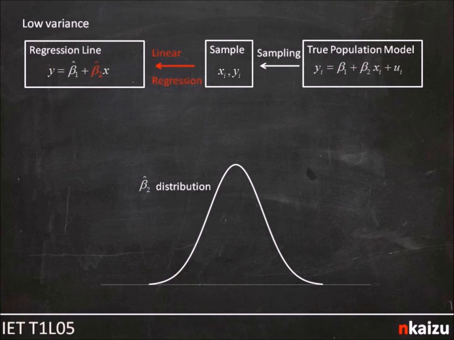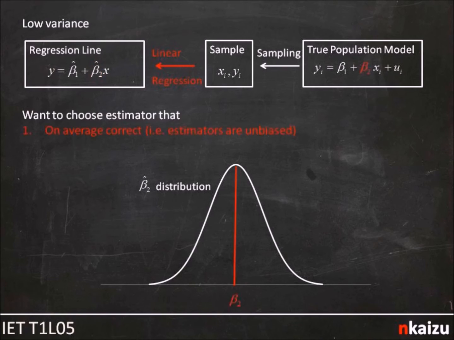Therefore, what number pops out at the end when you punch the data into the beta 2 hat formula depends upon what sample you got. And therefore beta 2 hat could be a high number or it could be a low number, but most of the time it's probably somewhere in between. This gives us a bell curve like shape, like the one we see here.